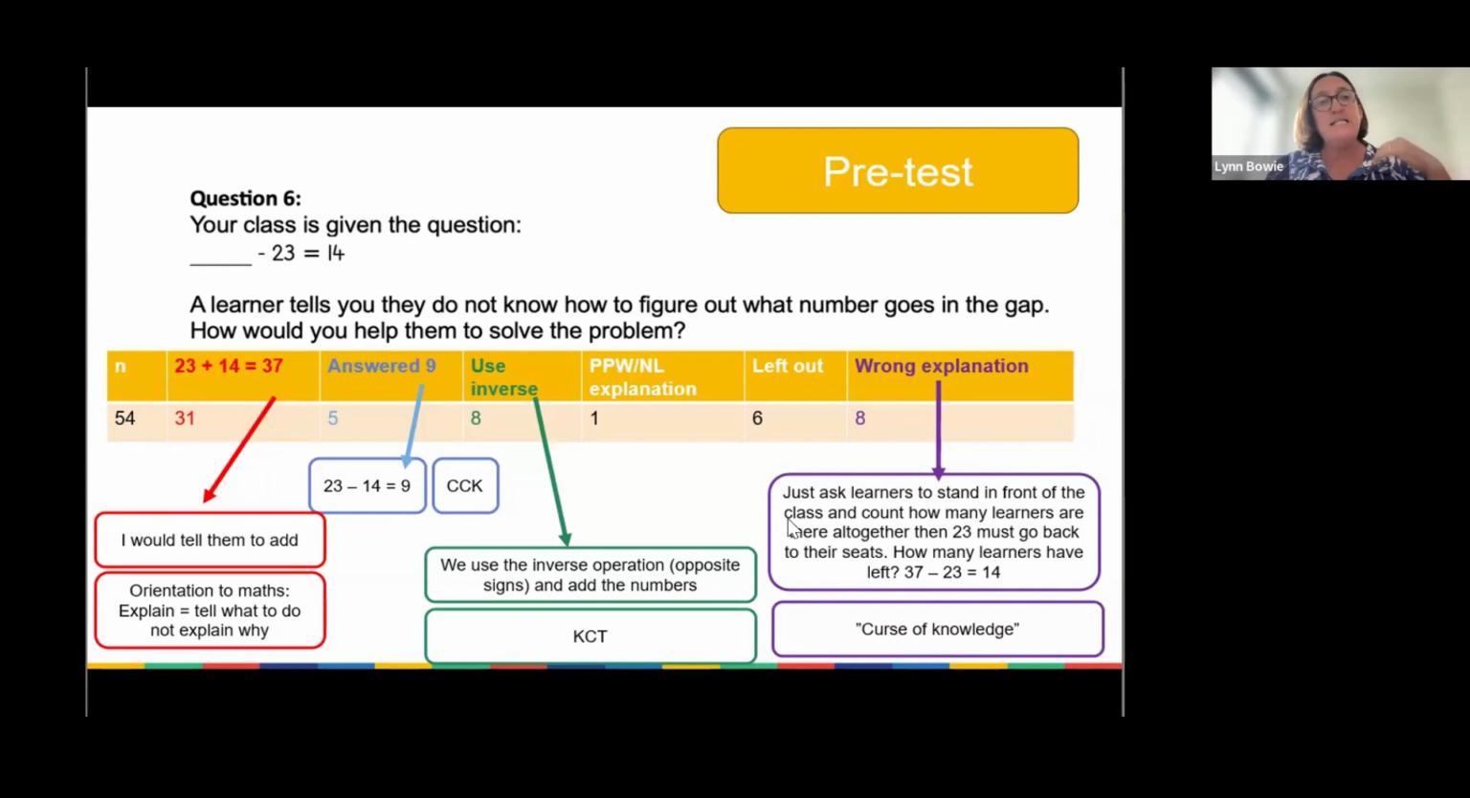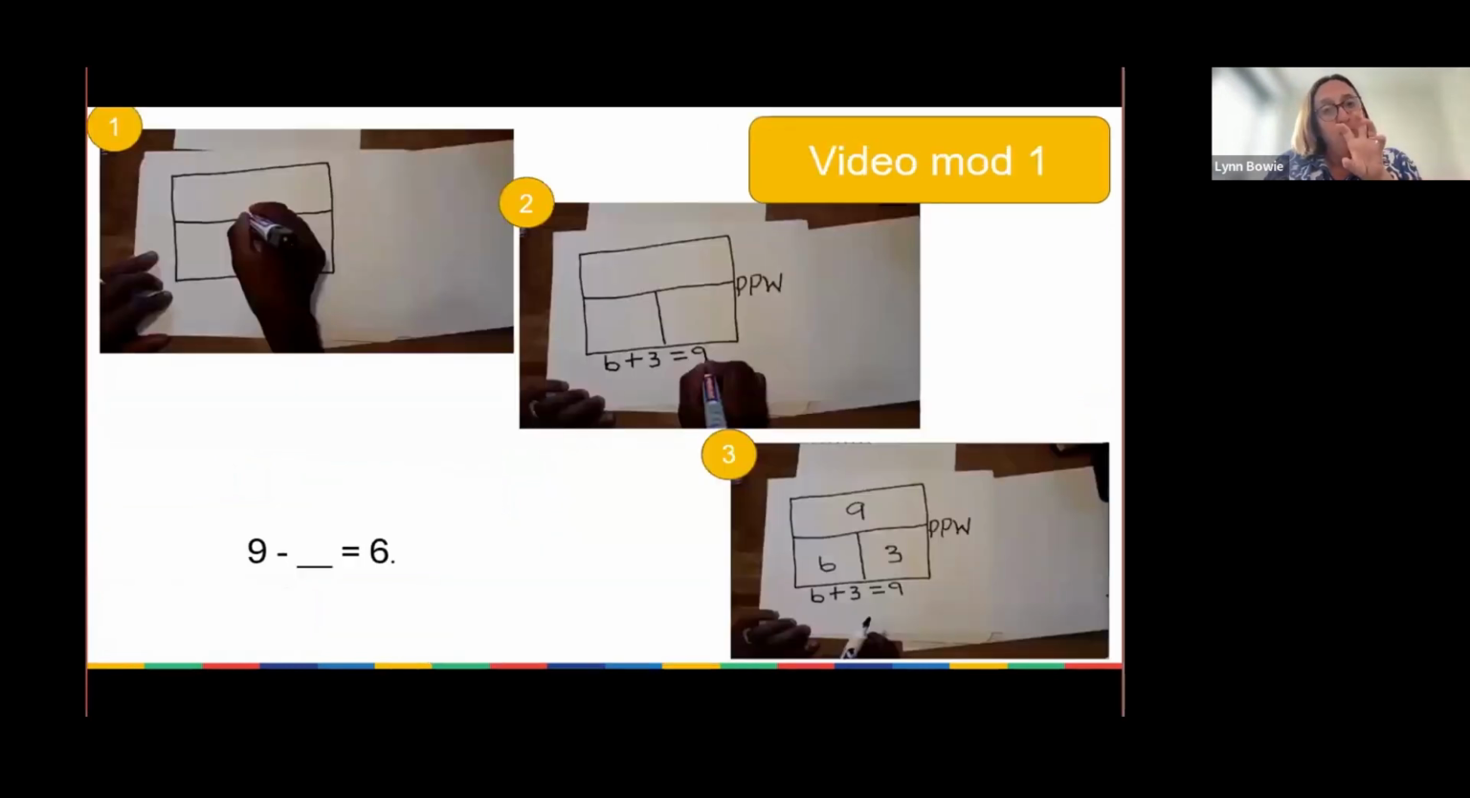If we go on to the next slide, what we found as a very useful mechanism for being able to really probe into what our teachers were getting from this was we asked them every 4 weeks to upload a little video showing how they would explain to a learner how to solve something like 9 minus what is equal to 6.